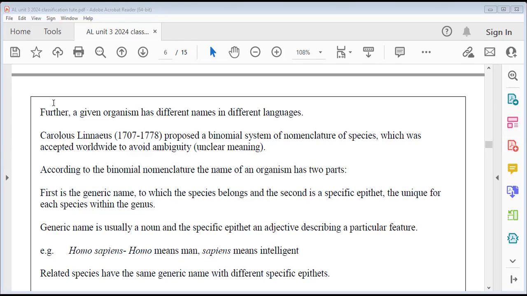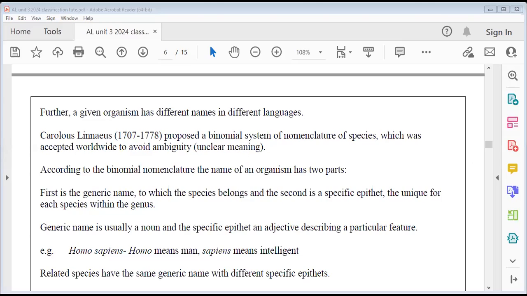So like this, different languages, different slangs. Then it is totally confusing the people. So we need a common system, whatever the common name, whatever the general name. Now, for an example, take the word elephant.